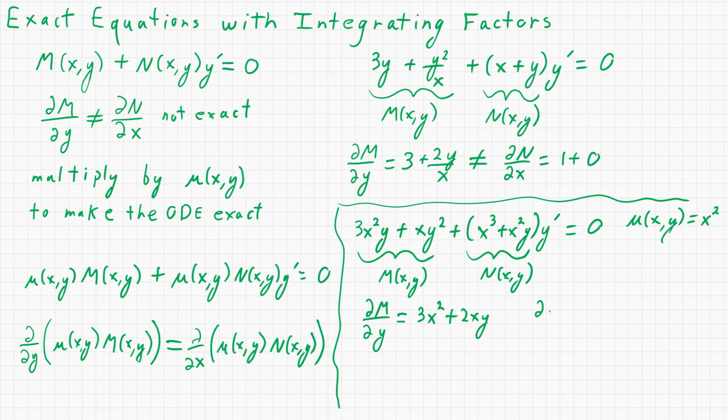And now we have partial N partial x. I take the partial derivative of x cubed plus x squared y. So x cubed will turn into 3x squared, things are looking good, and the x squared y will turn into 2xy. And yes, they do agree. So the equation is exact and can be solved. The ODE is exact now.